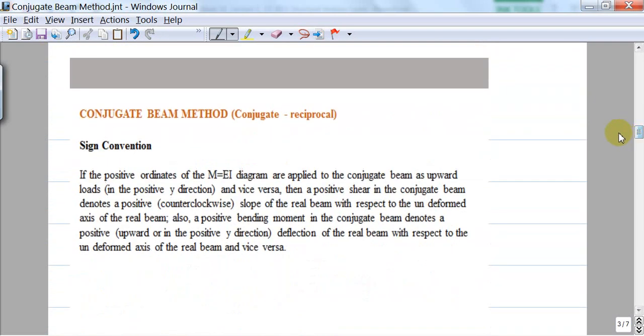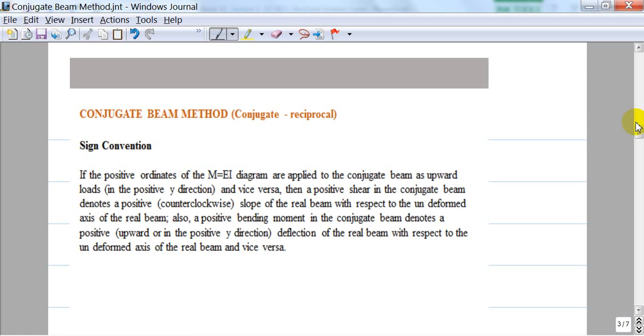Before that, we look at the sign convention. The benefit of using the conjugate beam method is that it's easy with its sign convention. So, the positive ordinates of the M over EI diagram are applied to the conjugate beam as upward loads. So now if your M over EI diagram is on the positive side of the diagram, then you will convert that as a load acting upward.